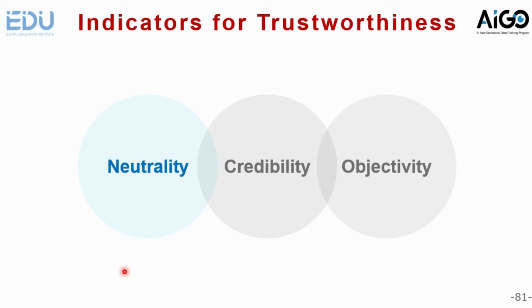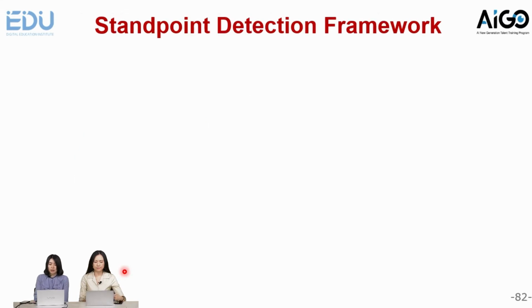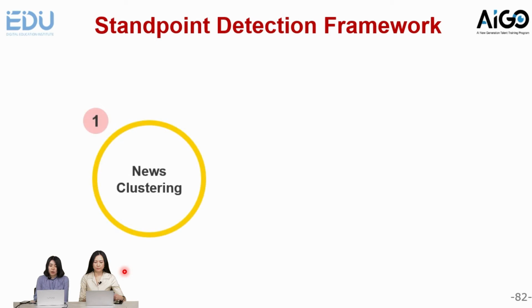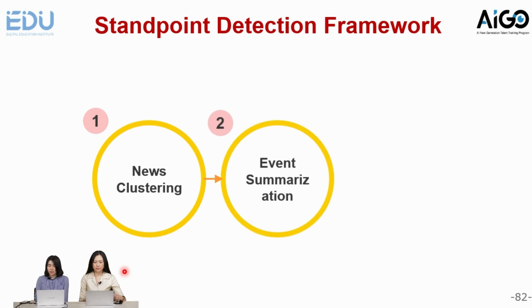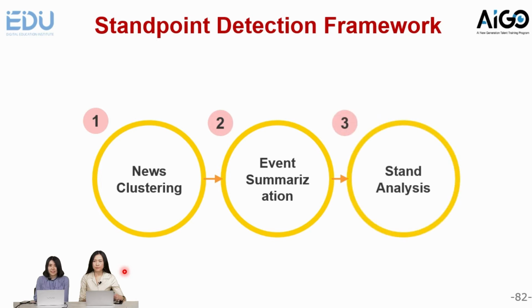The first one, we want to estimate whether this news article is neutral or not. So we want to consider the standpoint of this news article. So how to detect the standpoint? First, we do the news clustering, and we will detail the information about this procedure. After we do the clustering, we will summarize the event we extract and analyze the stand.